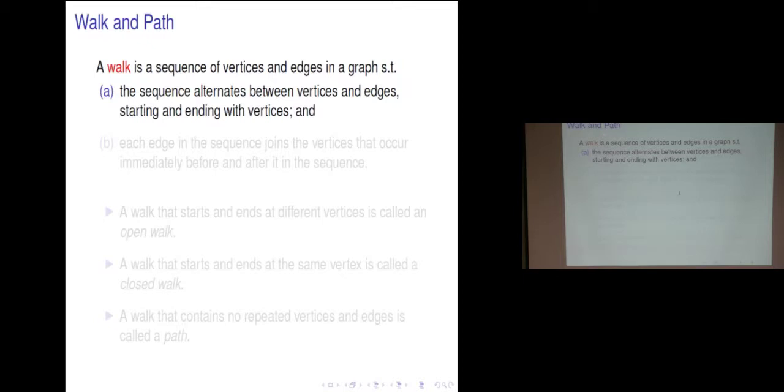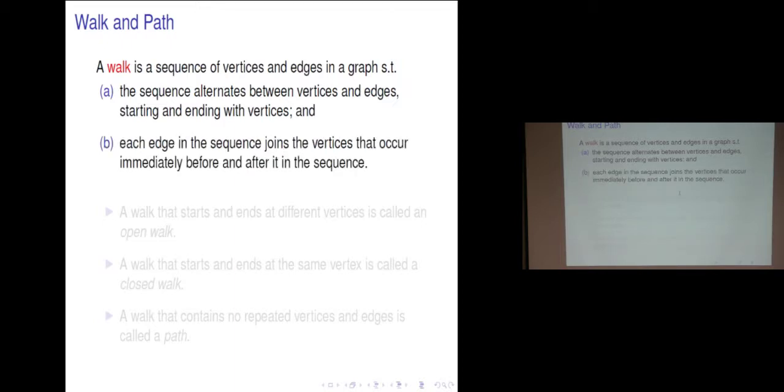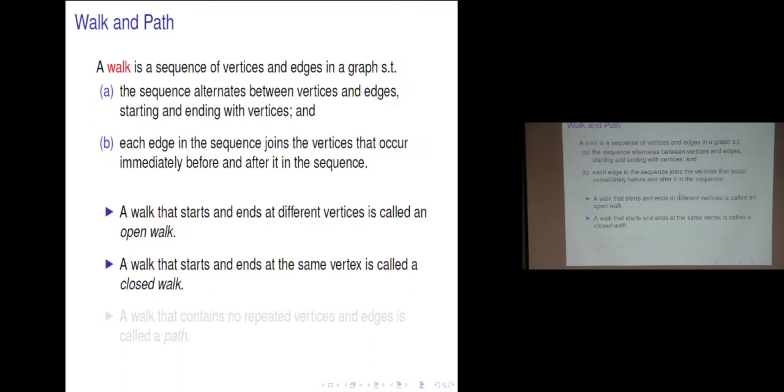A walk on the graph is just a sequence of vertices and edges in the graph, such that the sequence alternates between vertices and edges, starting and ending with vertices. And each edge in the sequence joins the vertices that occur immediately before and after it in the sequence. I'll give you an example, it will become completely clear. These are too wordy. A walk that starts and ends at different places is called an open walk. A walk that starts and ends at the same vertex is called a closed walk. A walk that contains no repeated vertices and edges is called a path. We'll see the examples.